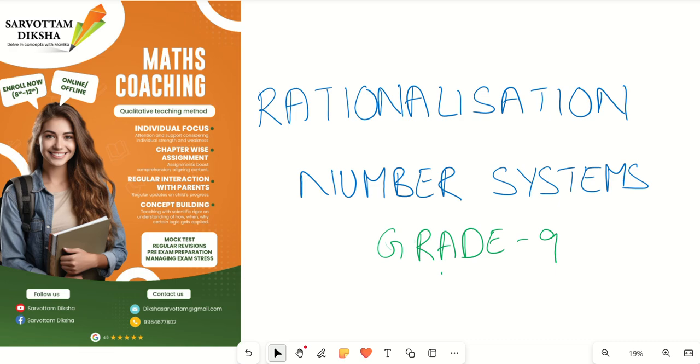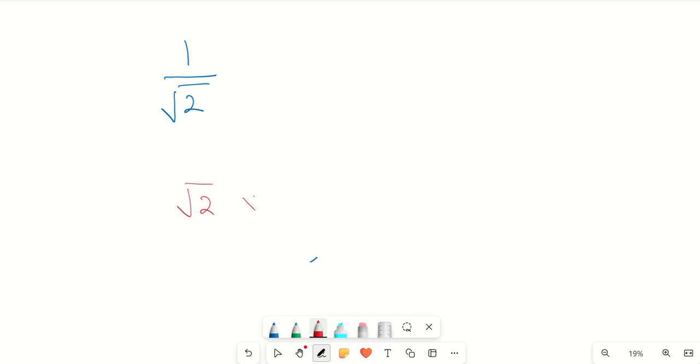Rationalization from number system. Now, first of all, what is this rationalization? Rationalization is nothing but if I have an irrational number in my denominator, somehow converting it into a rational number. But how can I do that? I very well know root 2, if I multiply it with root 2, I will get 2. Root 2 is irrational and 2 is rational. So if somehow I multiply this denominator by root 2, the denominator will become rational.